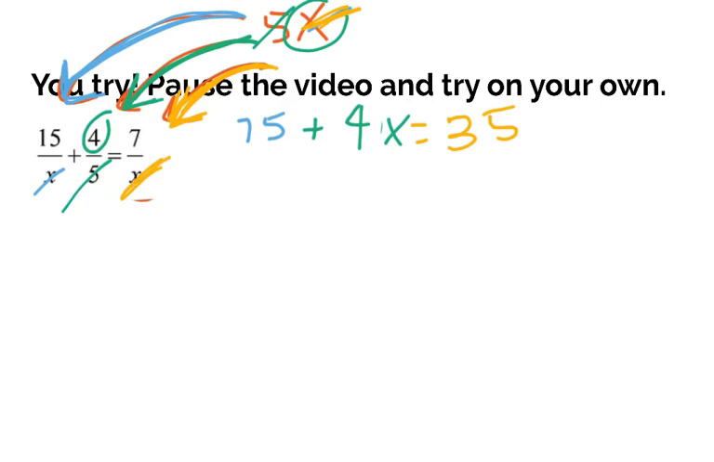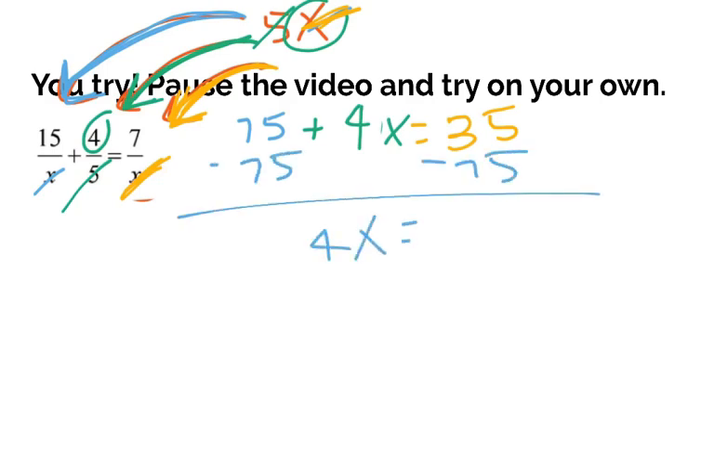Okay, so now let's just solve this equation. So I'm going to subtract 75 from both sides, and I get 4x equals negative 40, and then divide by 4. X equals negative 10. I think that's the answer, but let's just check and make sure that we do not have an extraneous solution.